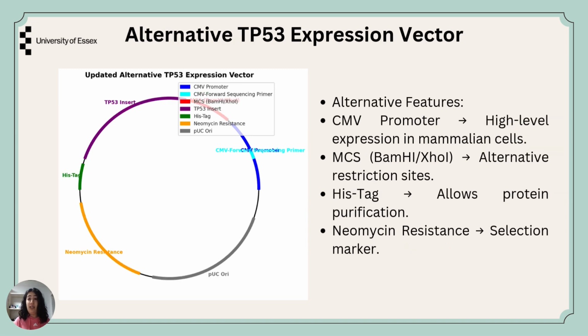As an alternative, I considered another vector with the CMV promoter for high expression, a BamHI XhoI MCS as an alternative cloning site, a HIS tag for protein purification instead of fluorescence tracking, and neomycin resistance for selection. This alternative would be better suited for biochemical studies rather than localization experiments.